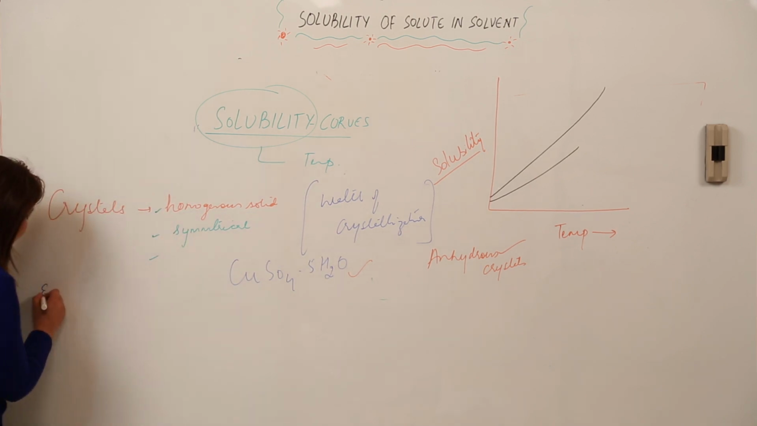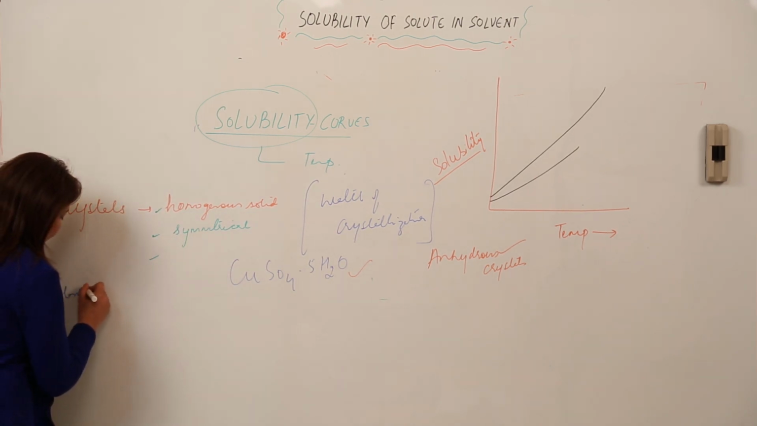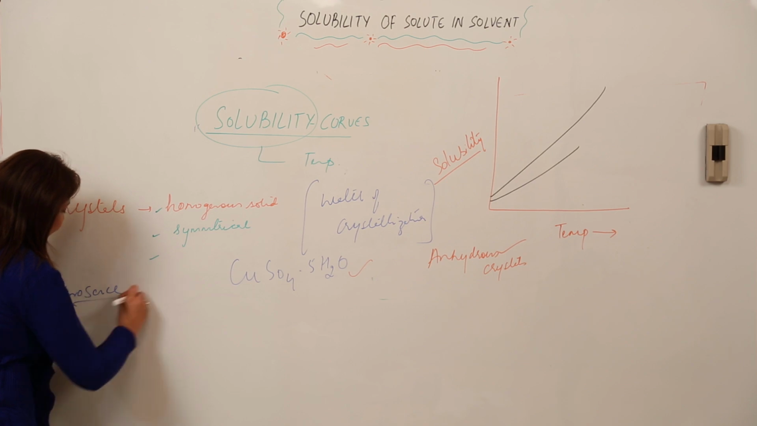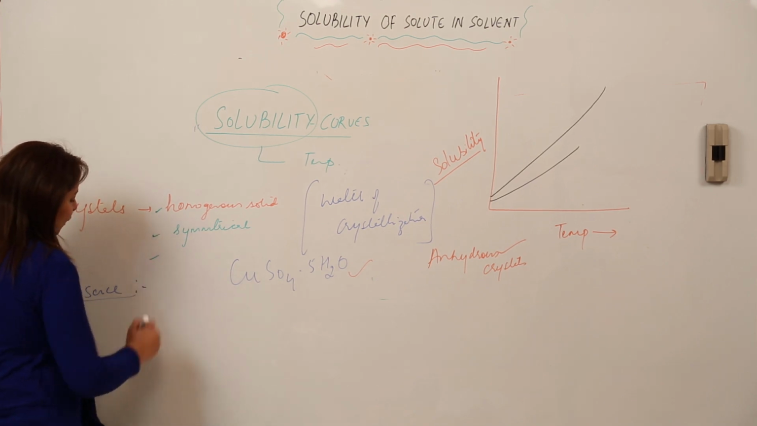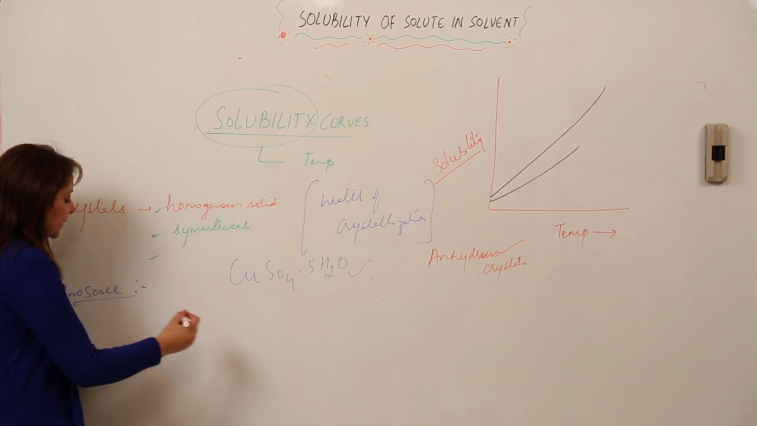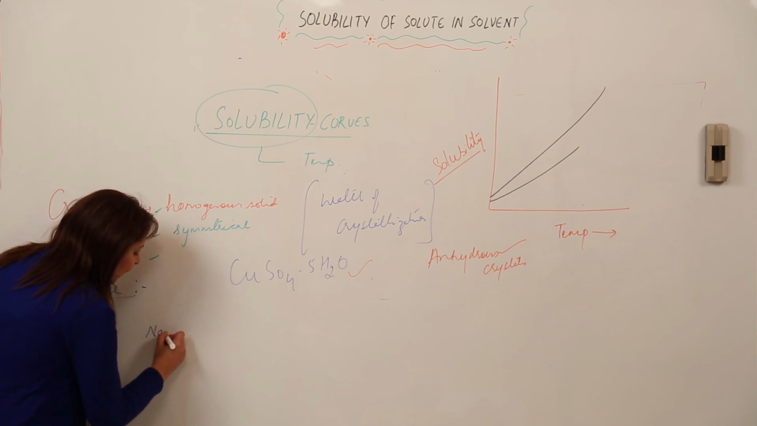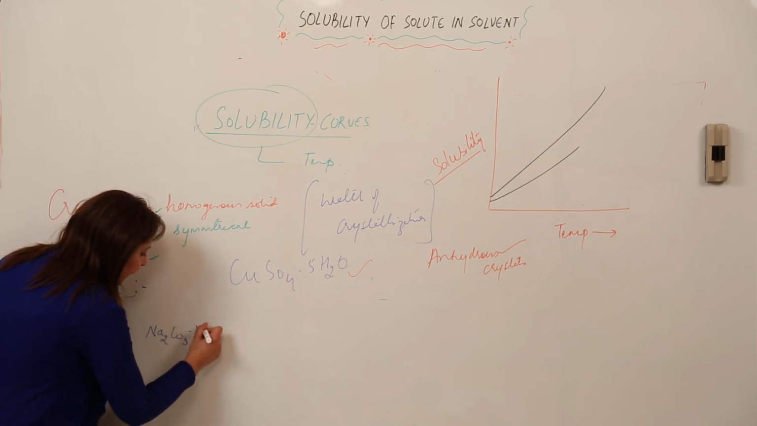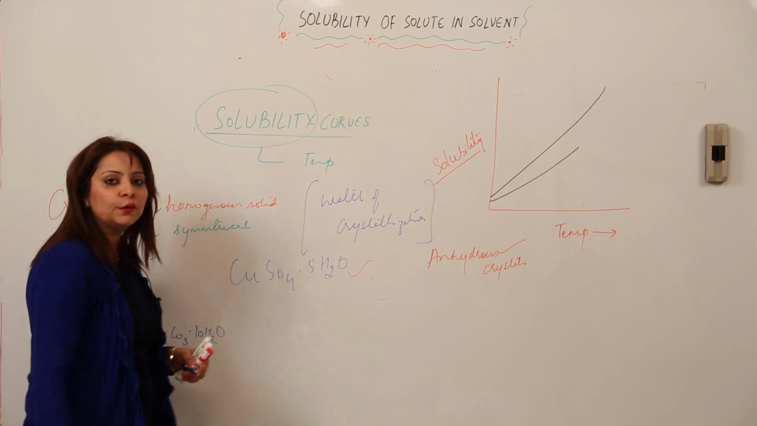One is efflorescence. Now, what do I mean by efflorescence? I'll explain it with an example. See, washing soda is Na2CO3.10H2O. You must be familiar with washing soda.